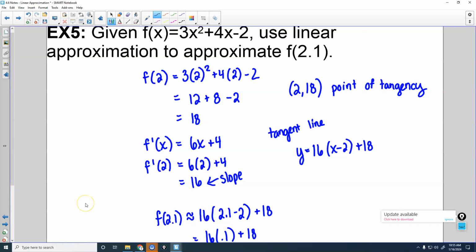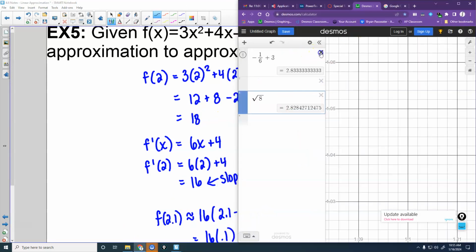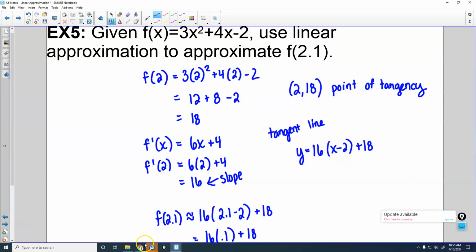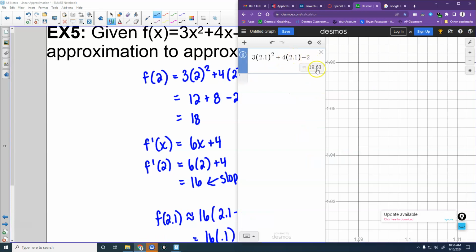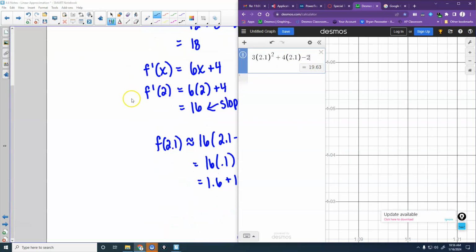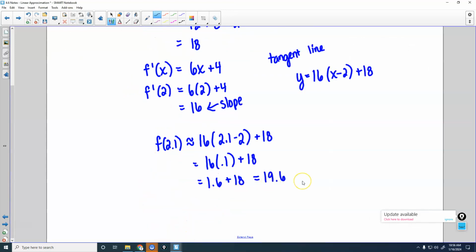So since I've got a calculator, I could flip over here to my Desmos, and I could just plug it in. 3 times 2.1 squared plus 4 times 2.1 minus, what was on the end there, 2. I get 19.63, and the approximation that I got was 19.6. So we're actually an underestimate here, but how could we tell that without finding the value?